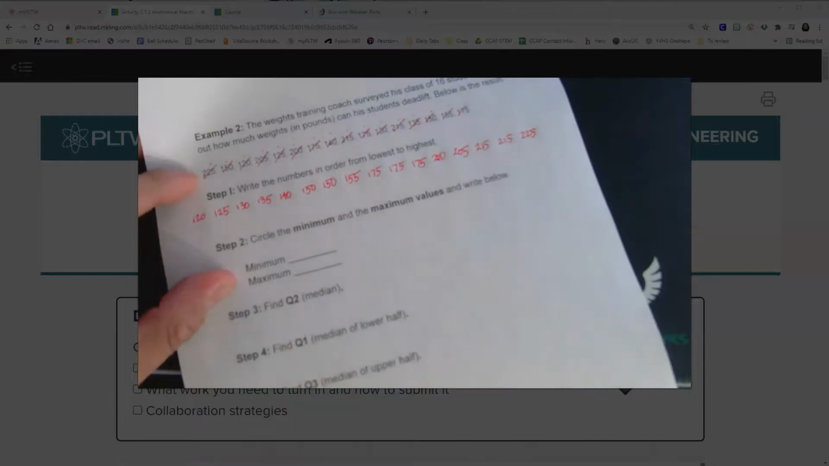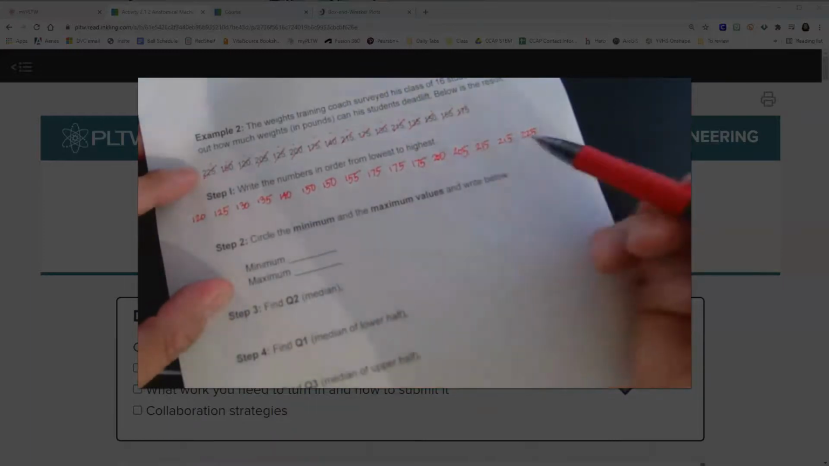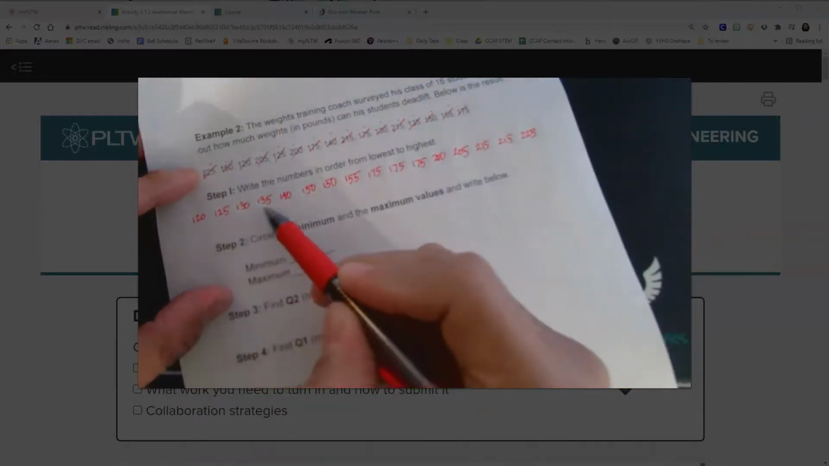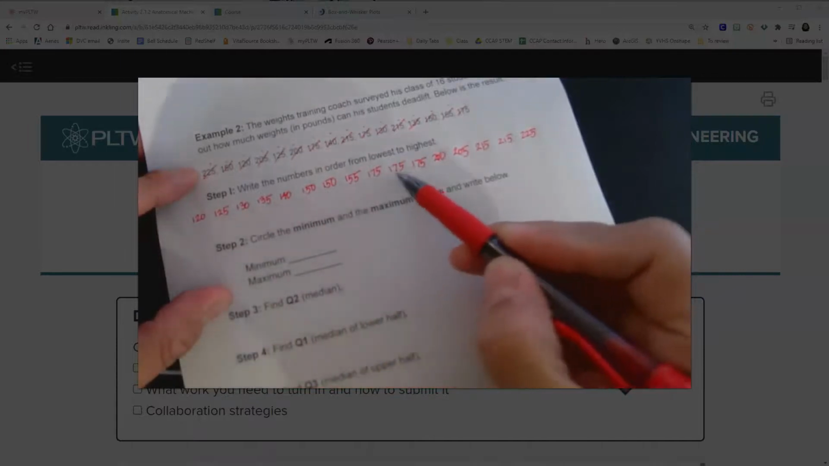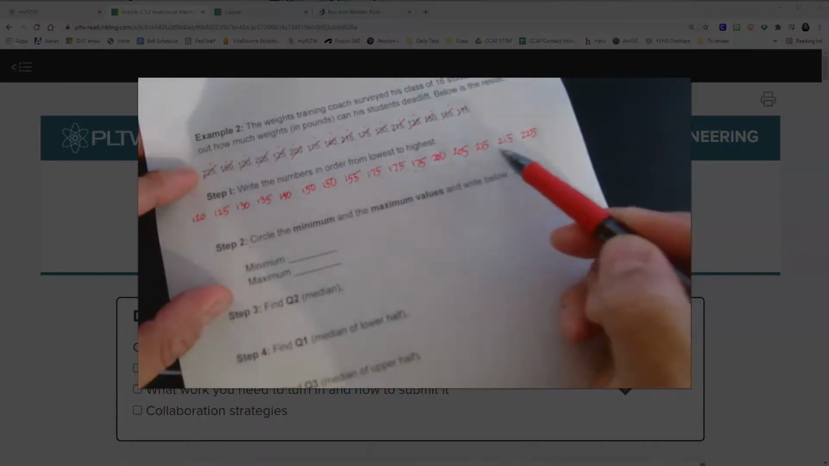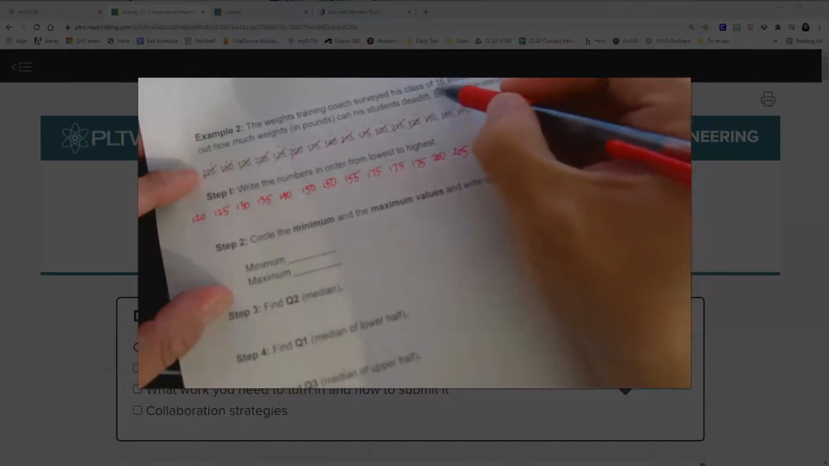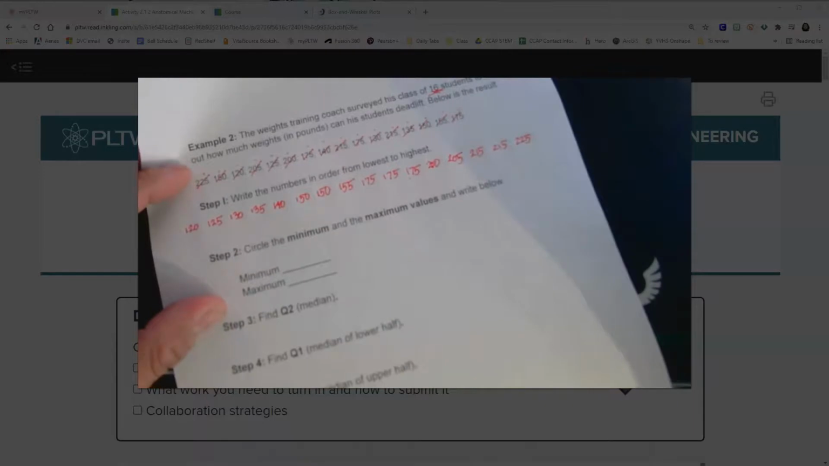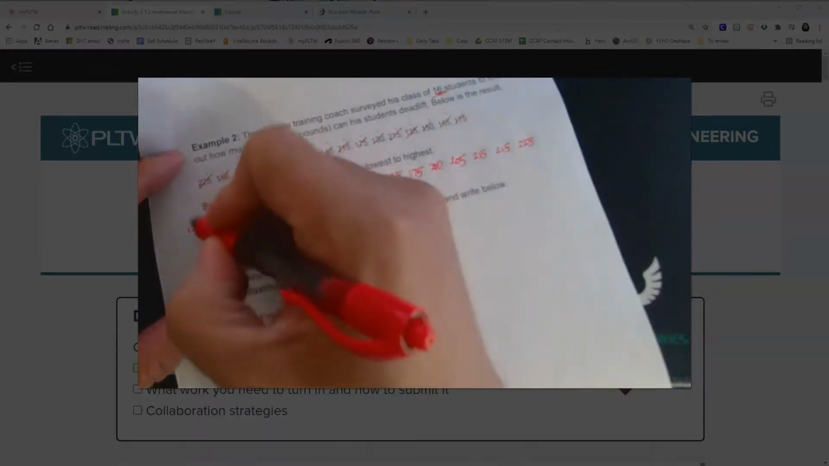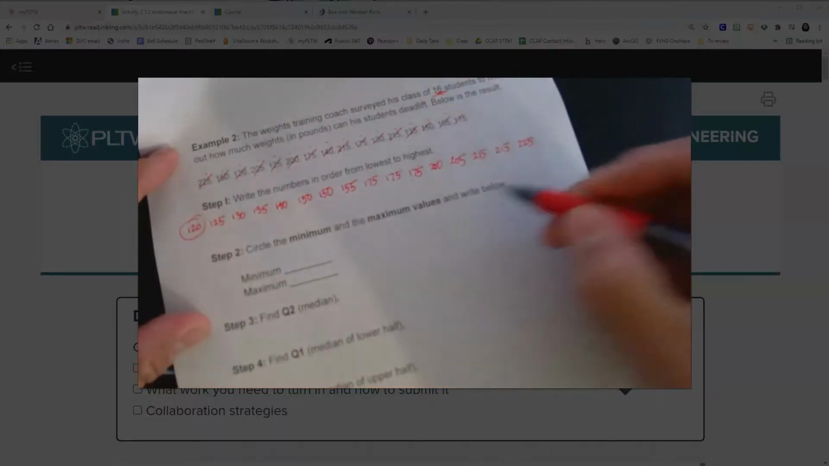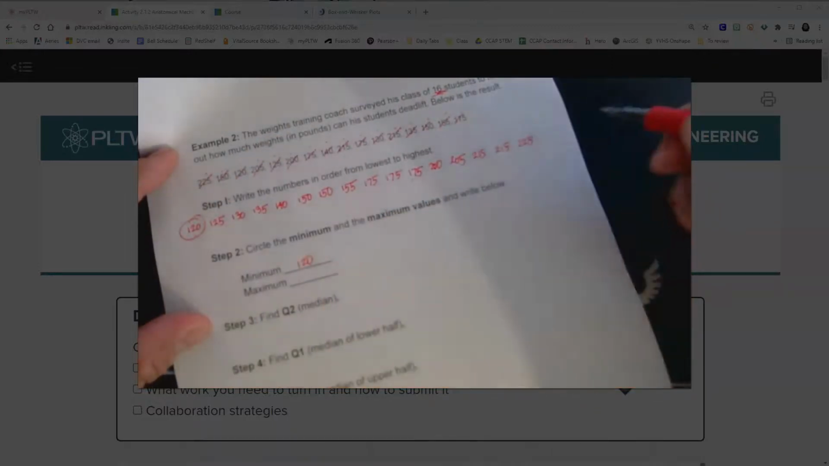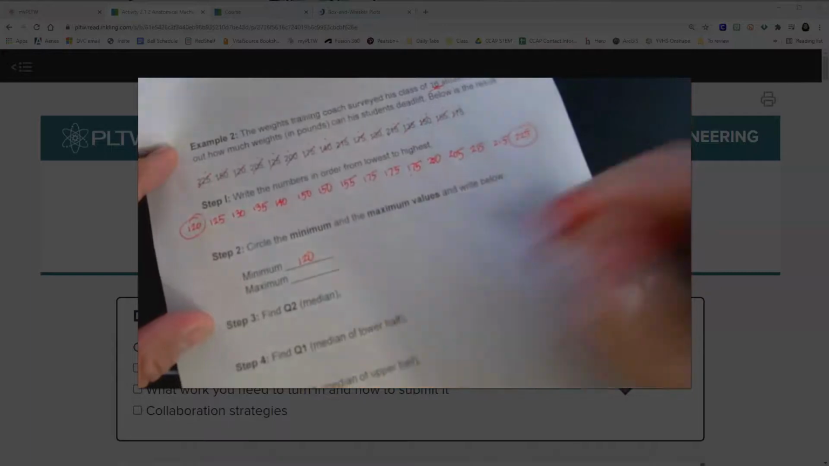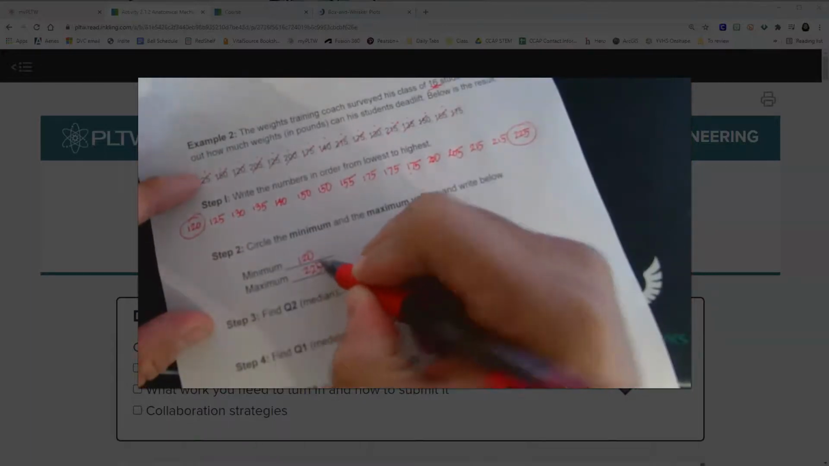Just to verify that we got it all, let's count all the numbers. We have 1, 2, 3, 4, 5, 6, 7, 8, 9, 10, 11, 12, 13, 14, 15, 16. So there's 16 students there, so 16 numbers. Next, let's circle the minimum and the maximum value. So the minimum value is the smallest number. It's at 120. And the maximum value is the 225.